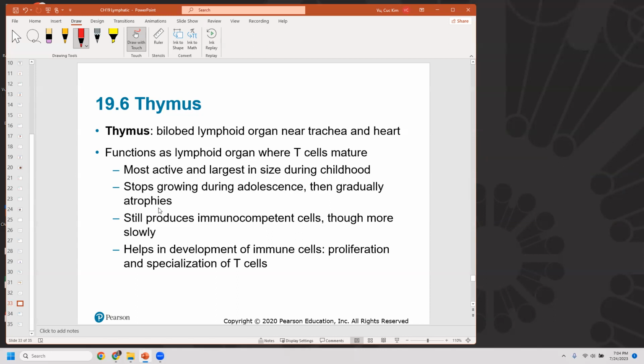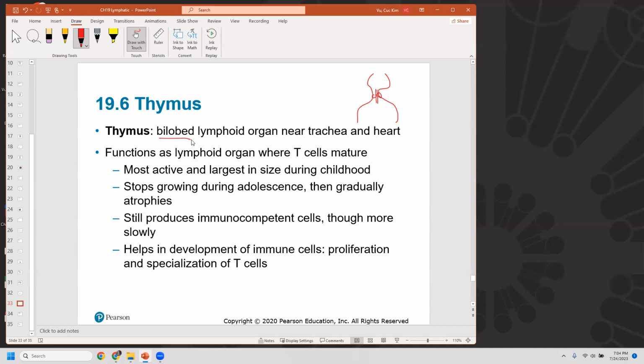Moving on to, I believe, the last lymphatic organ that we're going to talk about, the thymus. The thymus is located on either side of your trachea, right above the heart. So we had a drawing. Here's an alien, here's its trachea. So the thymus would be located like this. Two lobes, so that's why it's called bilobed. There are two lobes on either side connected by an isthmus.